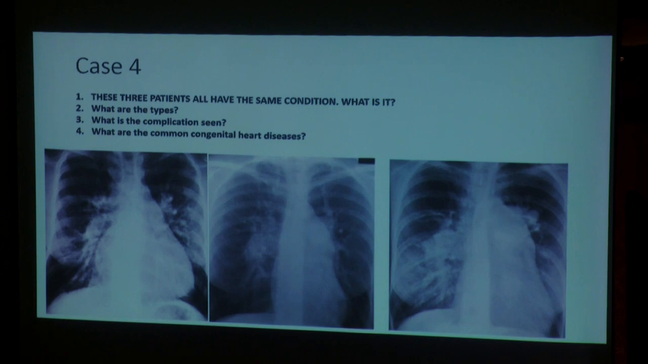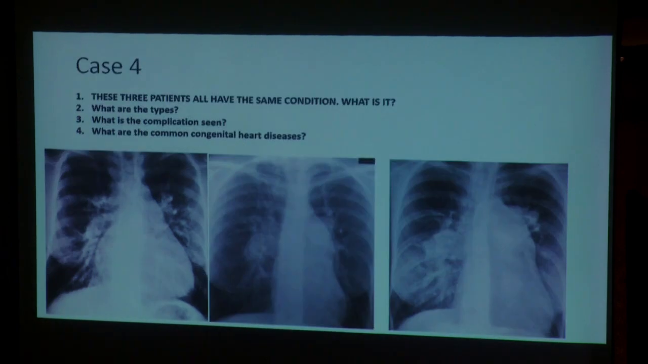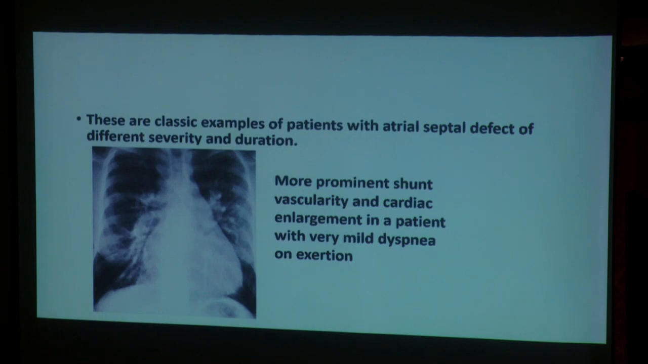What is common in all of them? Dilated pulmonary arteries. What is that called? It's called shunt vascularity. It's a prominent shunt vascularity, and there is cardiac enlargement. These are all classical examples of ASD, with ASDs of different severity and different duration.